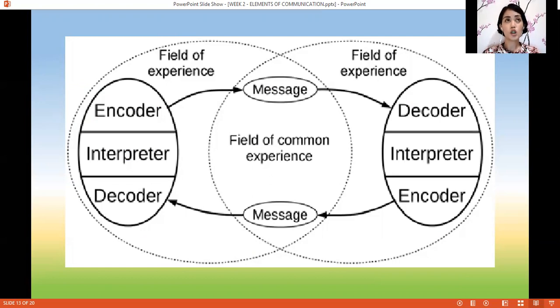And your message might have a different interpretation based on the field of experiences. For me, I mean no harm, but if you are offended with what I said because you are not in a good mood, then the message has been affected already. And after that, you could have a quarrel afterwards because you don't share the common experience. You have the different contexts while you are speaking with each other.